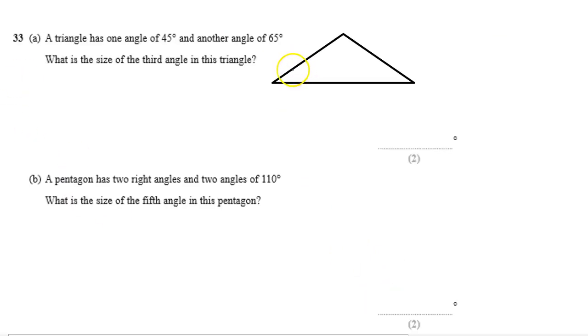A triangle has one angle 45. Let's say this is 45. And the other is 65. Let's say this is 65. What is the size of the third angle in this triangle?